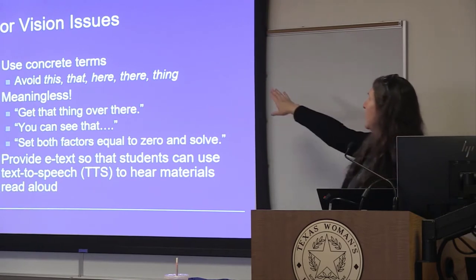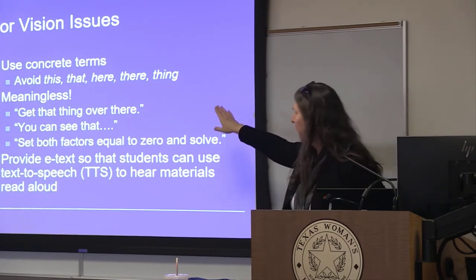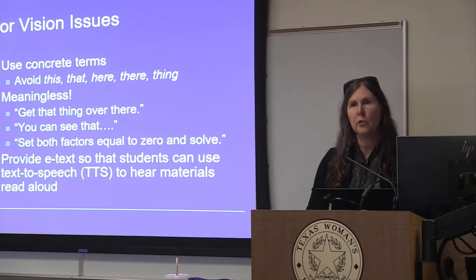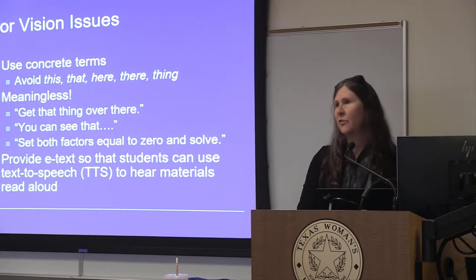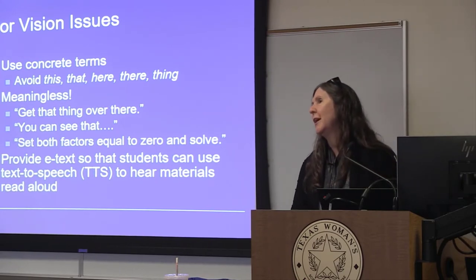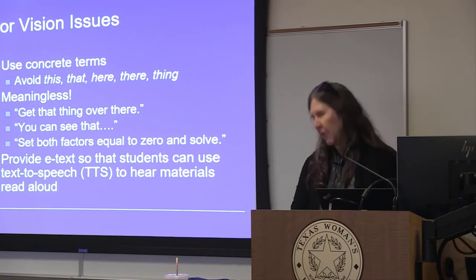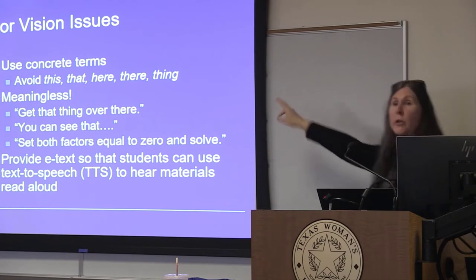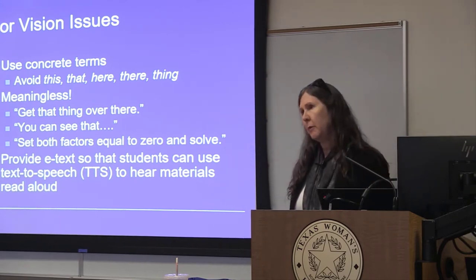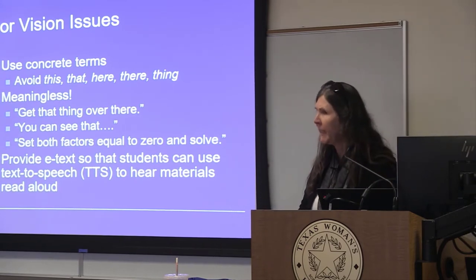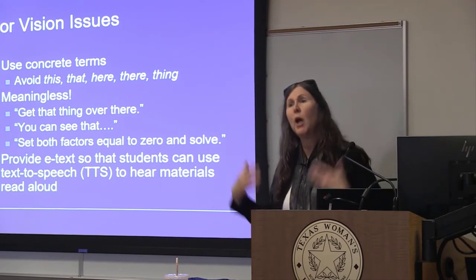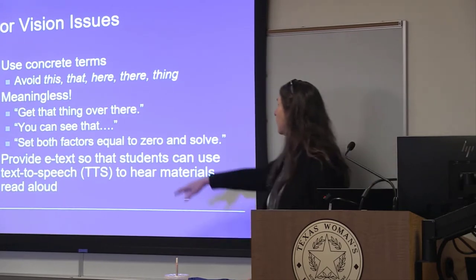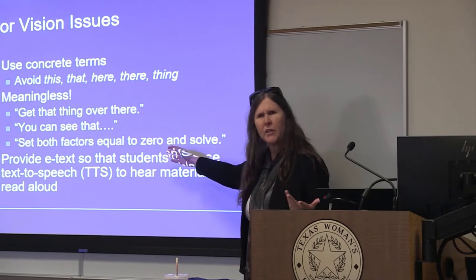Vision issues: this is where, and I've talked a little bit about this, you train yourself to use concrete terms. Just get rid of this, that, here, there, and the dreaded thing. I so often hear instructors say, you can see that. Well, maybe. Maybe I can, maybe I can't. What am I supposed to be seeing? Tell me what I'm supposed to be seeing. Verbalize it for me.